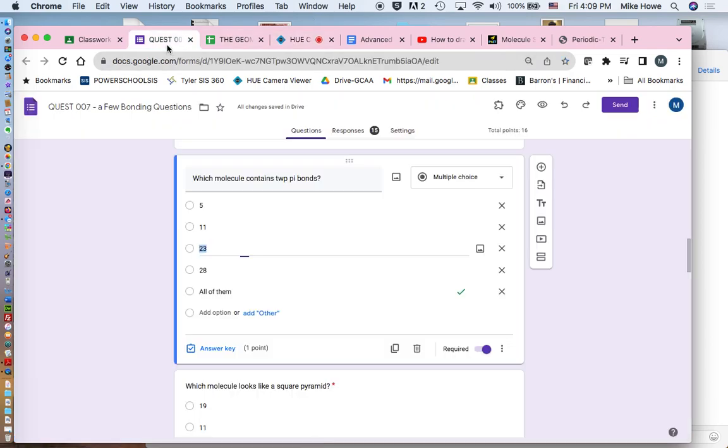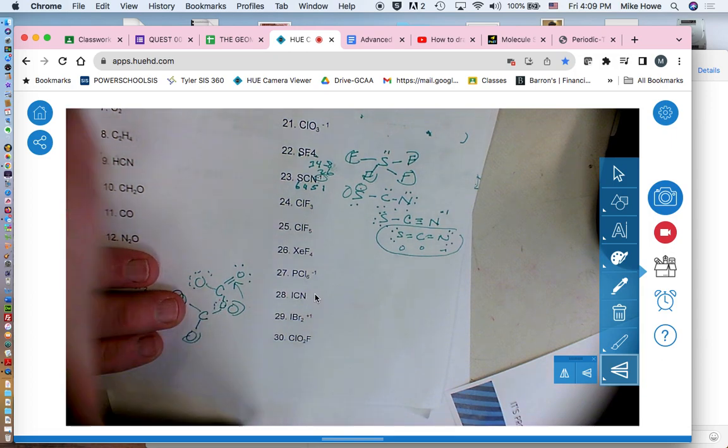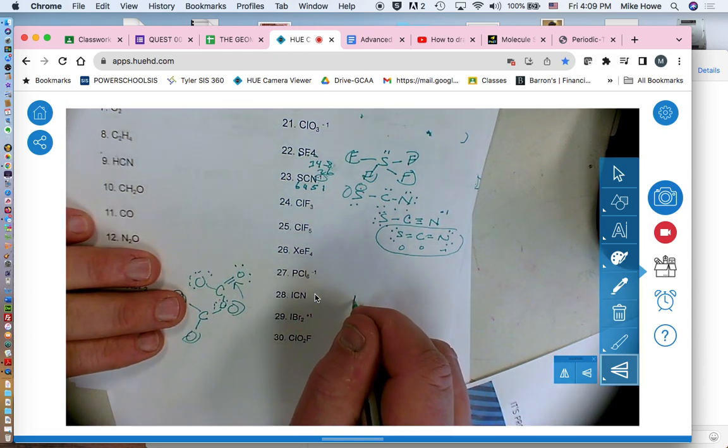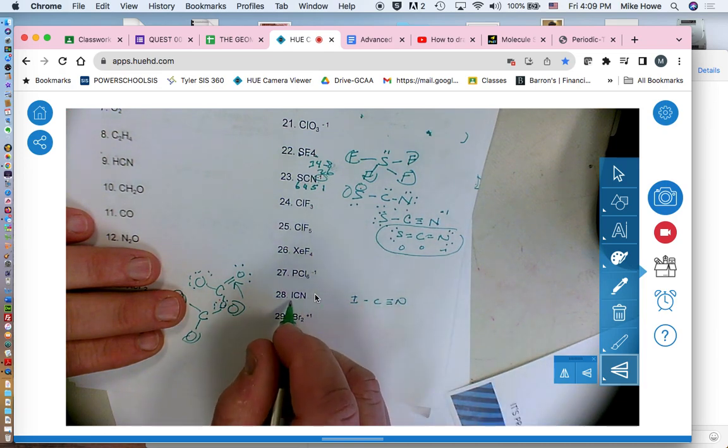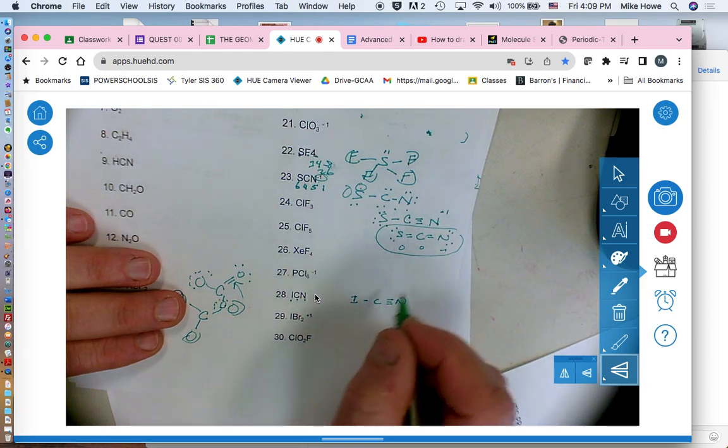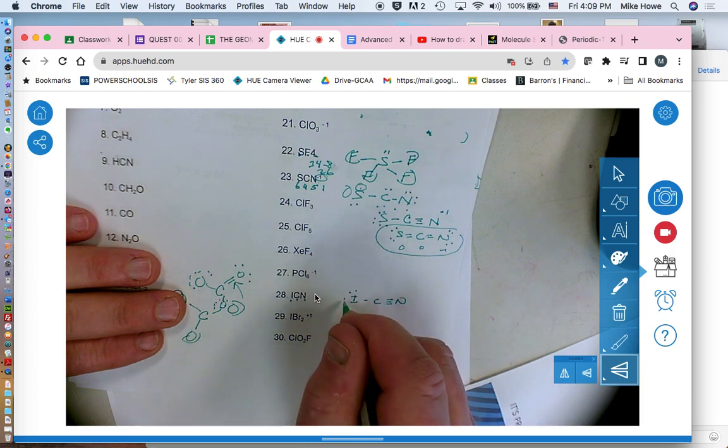All right. The other choice on this was 28. So you're already starting to see what the answer is. The answer is all of them. So ICN looks like this. You'll end up having the same 16 valence electrons. 7, 4, and 5 is 16. So you'll end up with this picture.